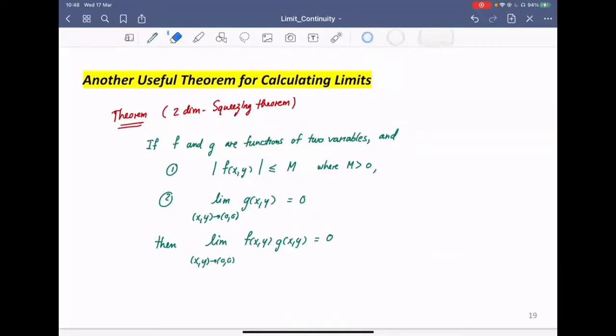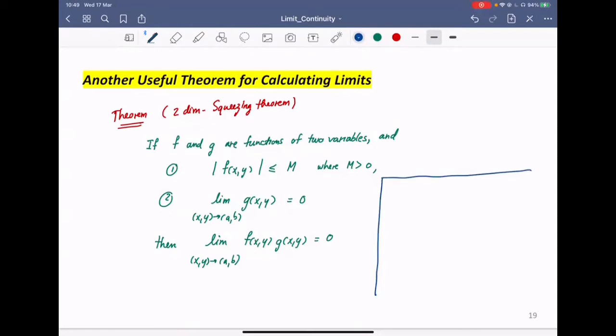Actually, it doesn't have to be (0, 0). It can go to any point (a, b). But usually we're going to work with (0, 0). All right. By this I mean, hey, this looks so abstract now, but it will get better in the next hour when we do the examples. Before the break, let me show you the idea.